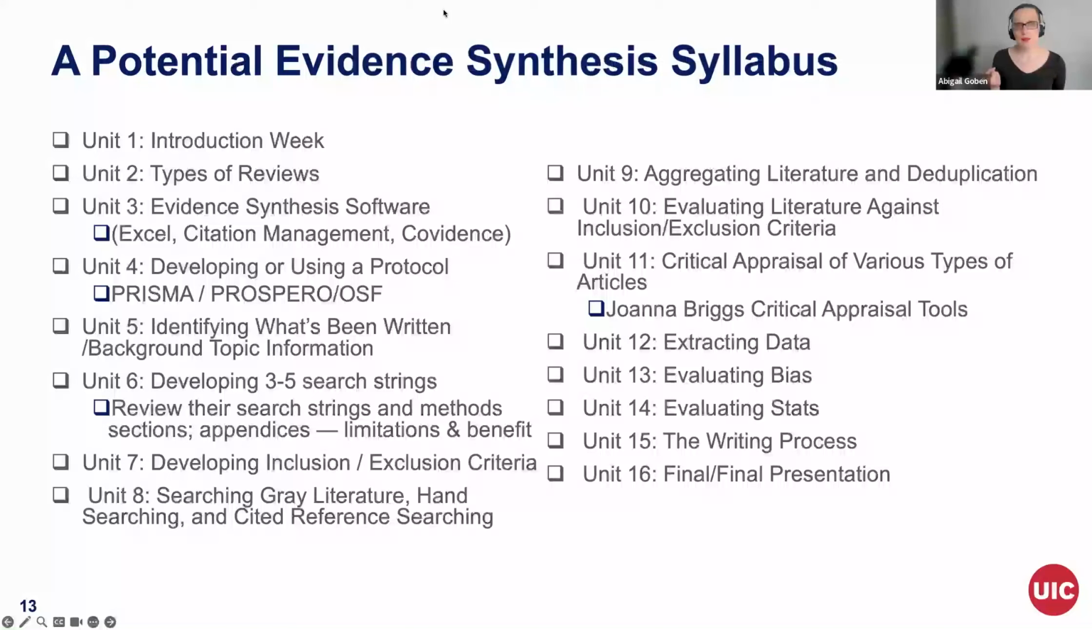You might talk about types of reviews in the second week, right? I've mentioned scoping and evidence, an umbrella and rapid. What are all these different types? So what is it that we're actually trying to do? The software that goes into this and how to navigate all of that software.